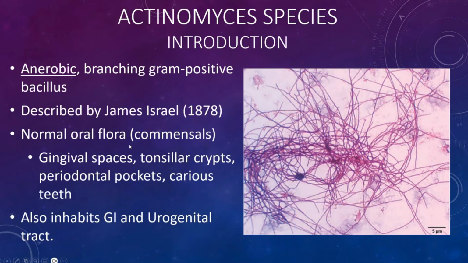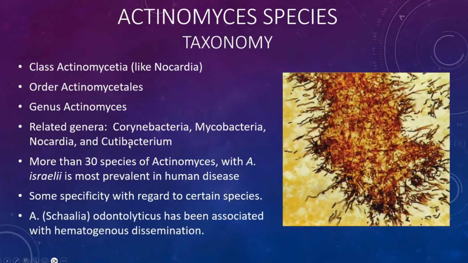Now, unlike Nocardia, Actinomyces is normal flora. It is a commensal. It prefers certain gingival spaces or tonsillar crypts, teeth with caries, and periodontal pockets in which to thrive. It also inhabits the GI and urogenital tract, which is one reason why it can cause infections in these areas. The classification is very similar to Nocardia, as shown here.